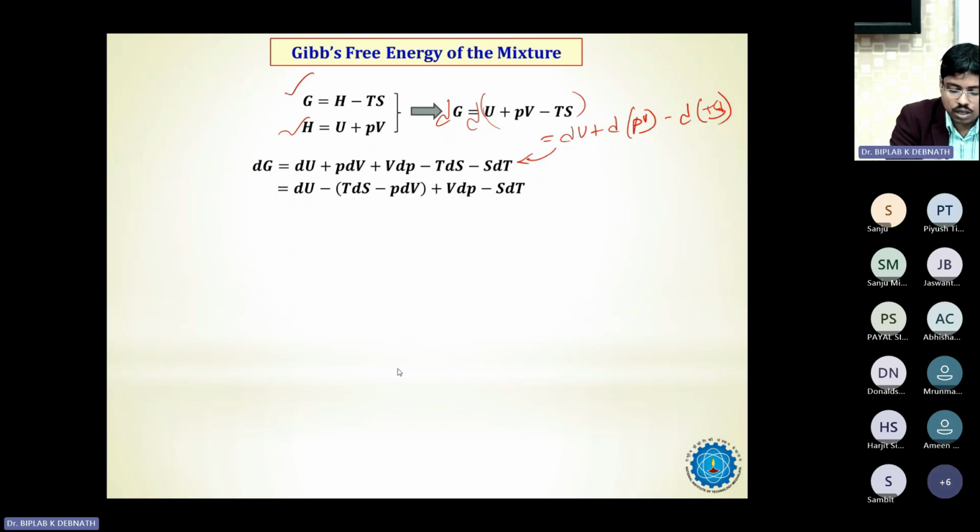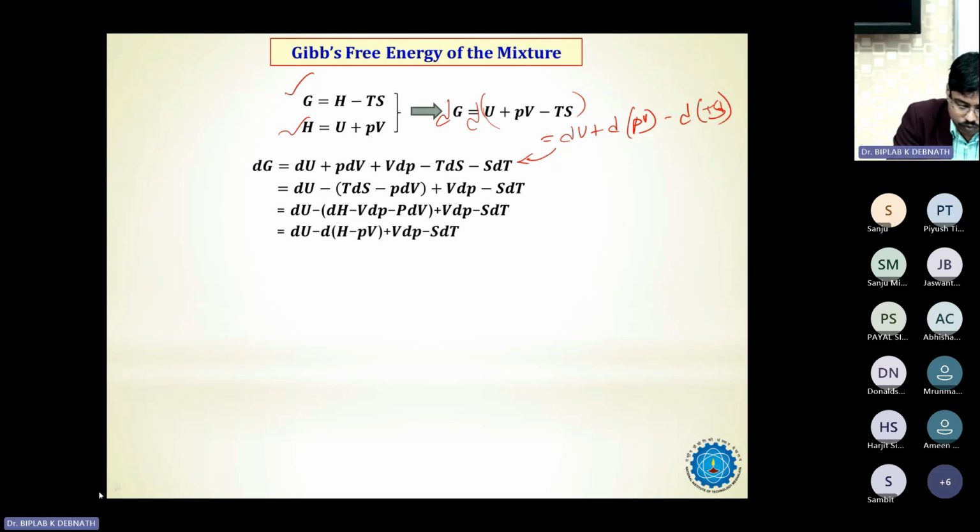So in this equation, if you rearrange the terms, what you get is dU minus TdS; this TdS you bring to the front. If you take minus common along with PdV, then you get within the bracket TdS minus PdV. Now, from the TdS equation, we get another expression over here.